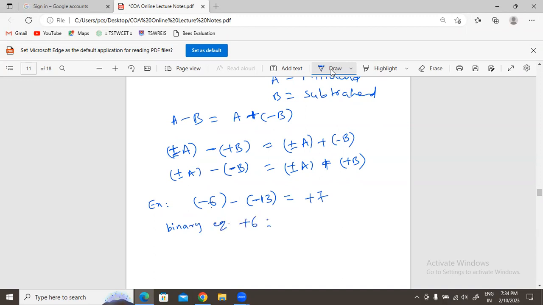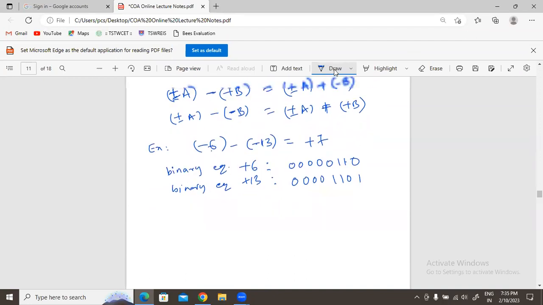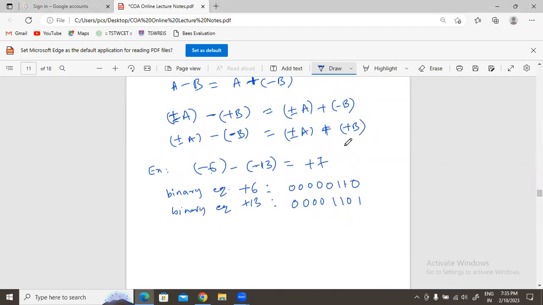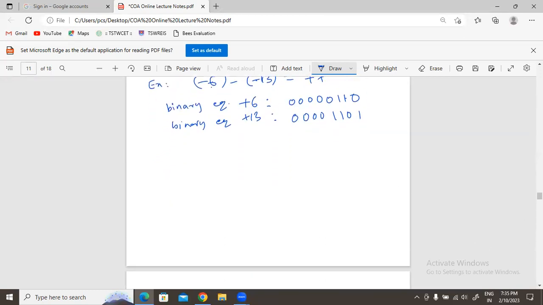So what is the value? 5 zeros, then 110. So 4 plus 2 is 6. Now the binary equivalent of plus 13. Whenever you get any number, first write down the binary equivalent of the positive number. 8 plus 4 is 12, plus 1 is 13. Now convert this and write it in 2's complement, because all negative numbers are written in 2's complement form.